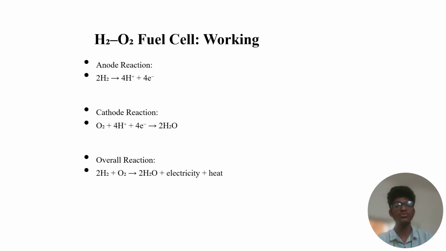Now, how the H2O2 fuel cell works. The anode reaction we saw already in the diagram. At the anode, 2H2 gives 4H plus and 4 electrons. At the cathode, O2 plus 4H plus gives rise to 2H2O. In the overall cell reaction, the charges cancel and we get 2H2 plus O2 gives rise to 2H2O, water, plus electricity plus heat. This is about the working of the H2O2 fuel cell.